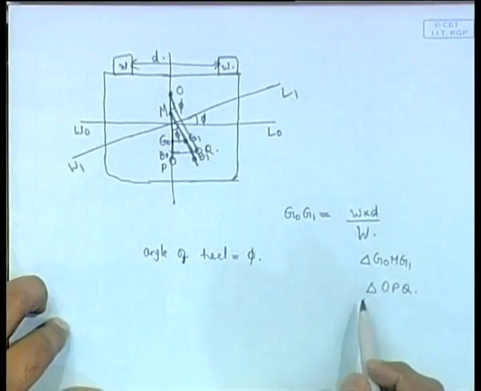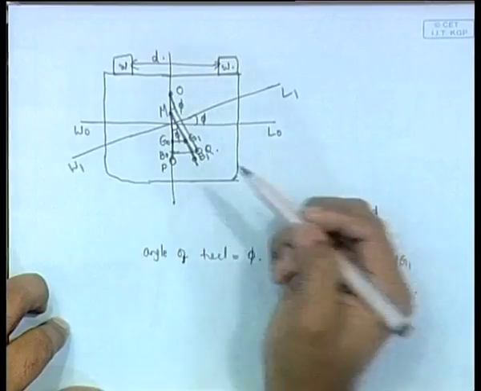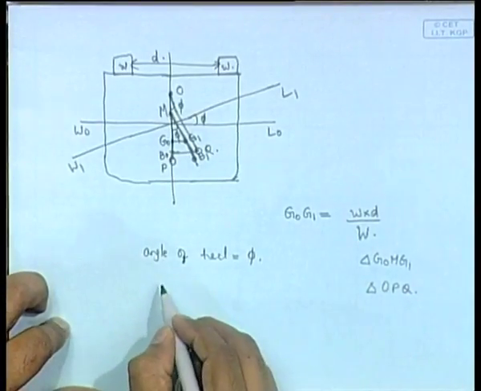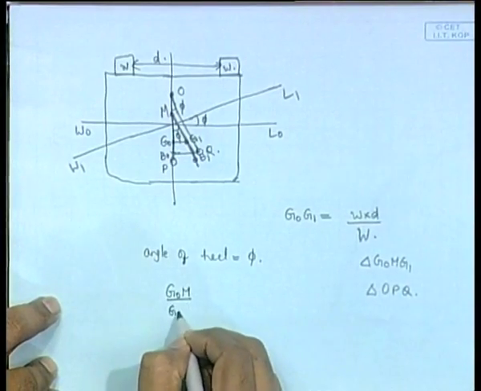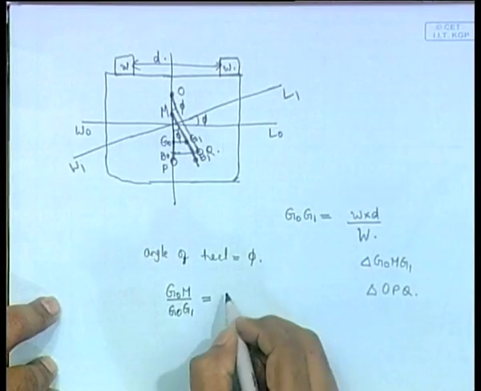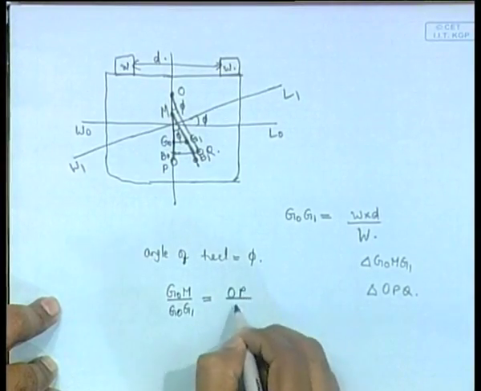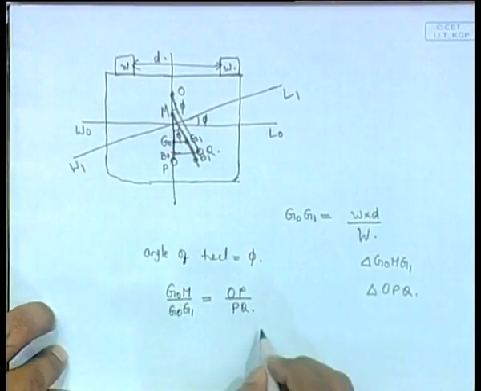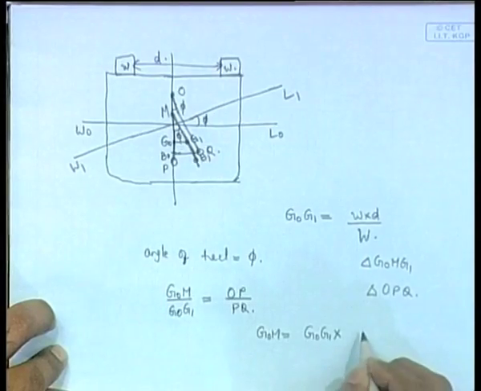Now, this triangle and the other triangle will be similar, because the angles phi are the same, the other angle is 90 degrees and the third angle is 90 minus phi, all angles are the same in both triangles. So, they are similar. Therefore, we can say that G0 M by G0 G1 is equal to OP by PQ. Okay. It is just the similarity. Therefore, G0 M is equal to G0 G1 into OP by PQ.